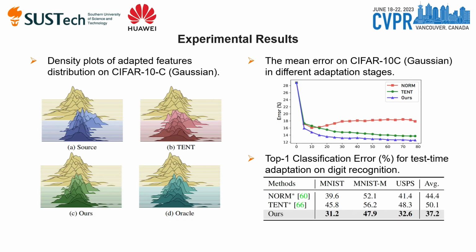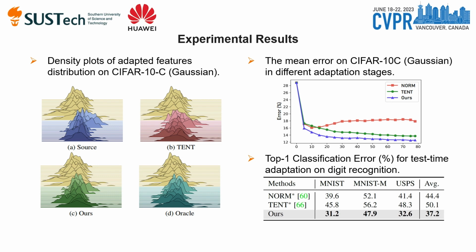The figure on the left side compares the feature distributions on corrupted data obtained by different adaptation methods, including the source model with no adaptation, the Tent method, and our method. We also include the feature distribution for the supervised learning with the labeled sample, denoted by Oracle. We can see that our method is able to learn features that are close to those obtained by supervised learning.